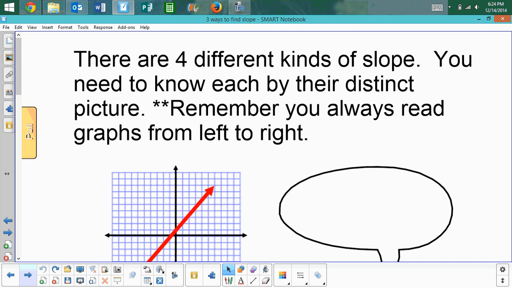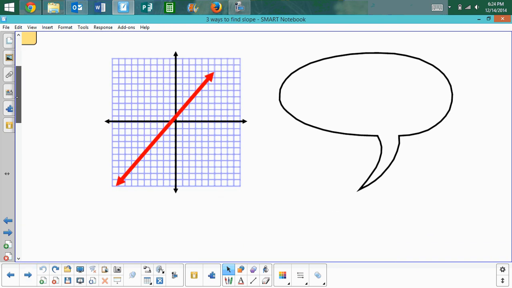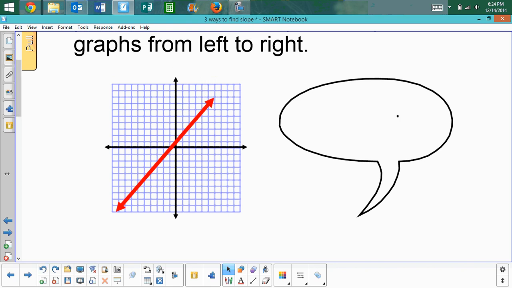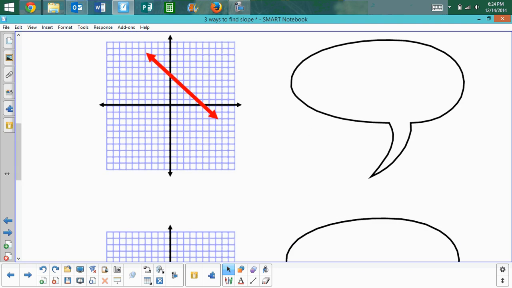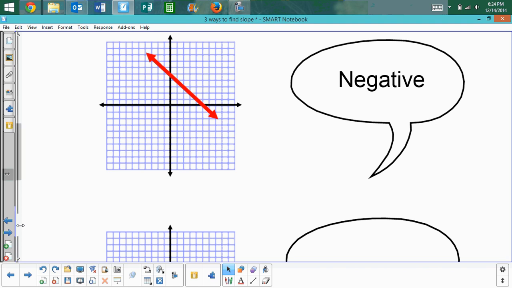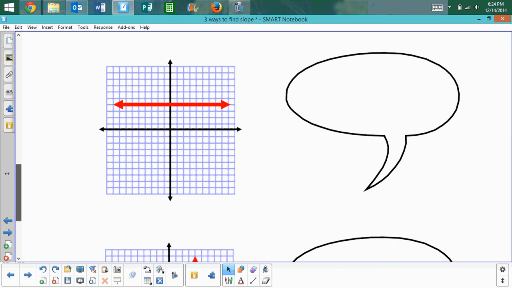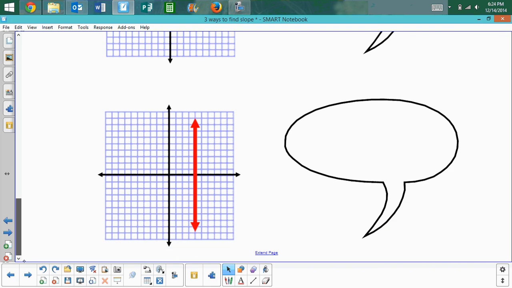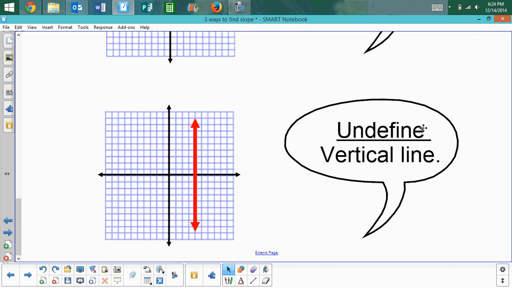So this first one here that we have, we talked about this being a positive slope. Okay, this was positive because it rises as it moves from left to right. This one is negative because it falls from left to right. This one is horizontal, which means it has 0 slope. And then the special thing that we learned was vertical lines have an undefined slope. Okay, vertical lines have an undefined slope.